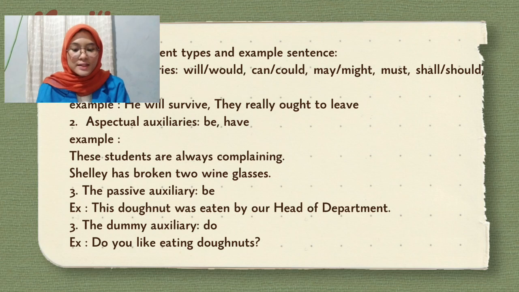The third, the passive auxiliary, be. Example: this donut was eaten by our head of department. The fourth, the dummy auxiliary, do. Example: do you like eating donuts?